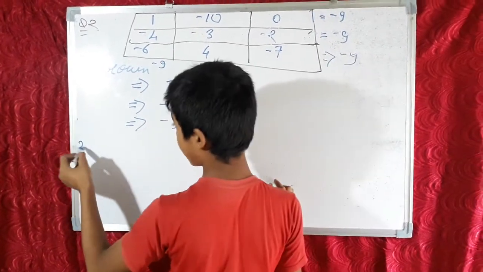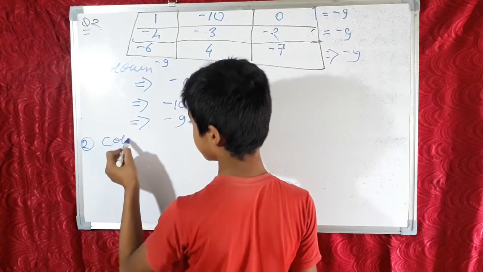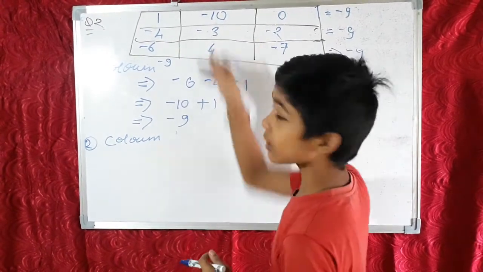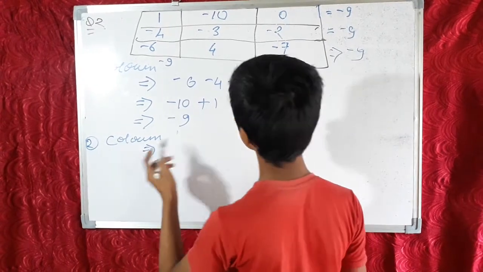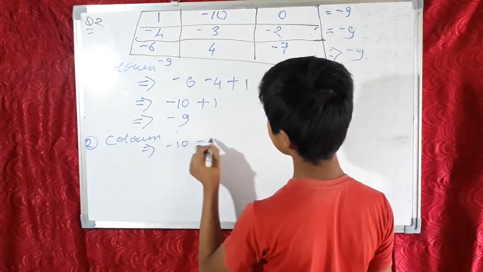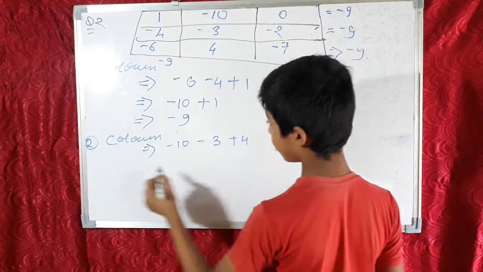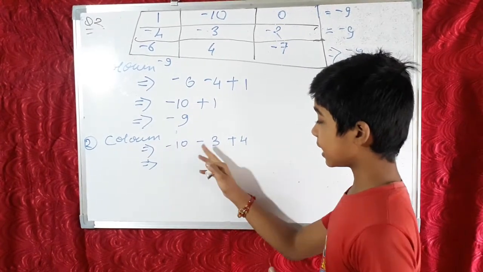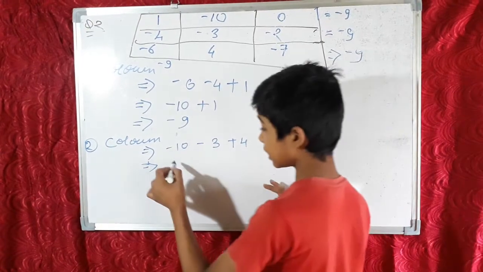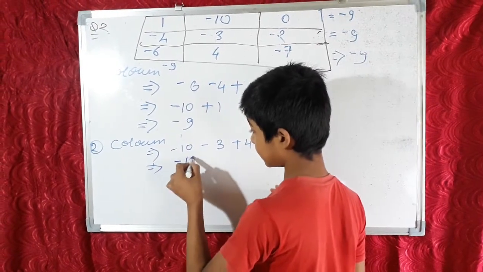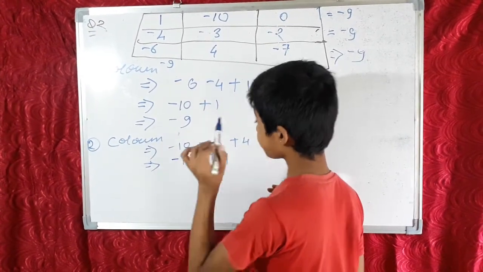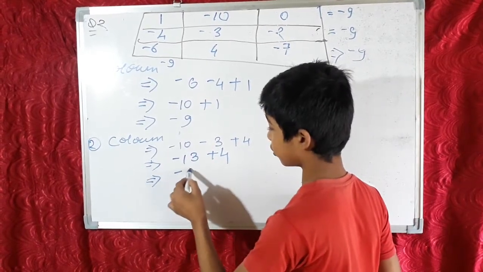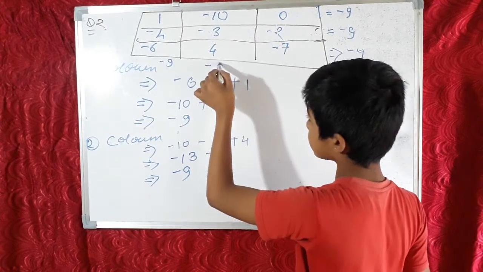Now I am going to find the second column sum. It is minus 10, minus 3, plus 4. If I add minus 10 and minus 3, I get minus 13 plus 4, which becomes minus 9. So it is also minus 9.